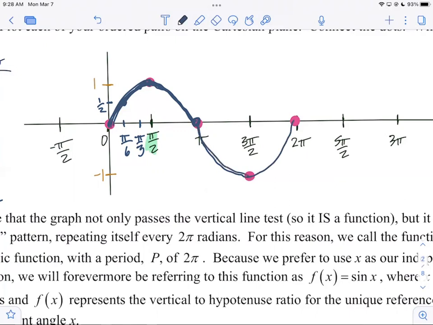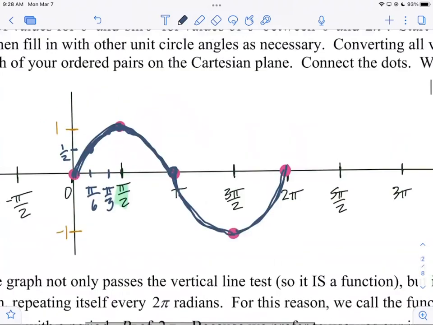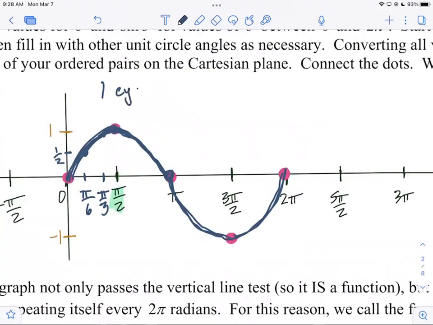Okay. So this right here is what we call one cycle of sine of theta. One cycle, not one circle, one cycle of sine of theta.